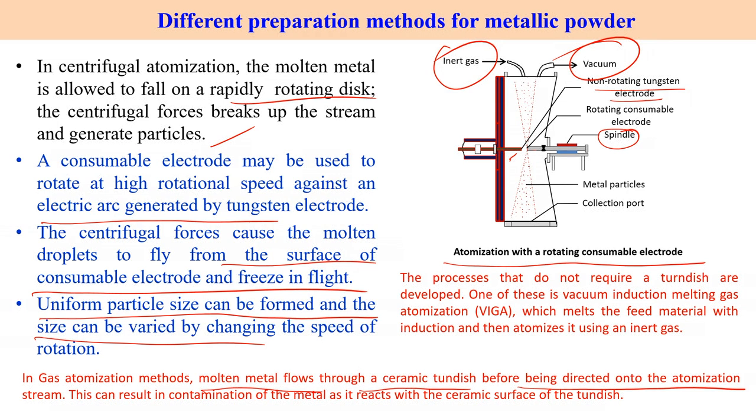Therefore, we can further develop processes that do not require any kind of lattice. One such method is vacuum induction melting gas atomization. We use the gas atomization technique, but the raw material is melted using a vacuum induction system, and then we directly focus a stream of gas onto the melted material to produce the different powder particles. Here the feed material is melted by induction and then atomized using an inert gas environment. This way metallic powders can also be produced.